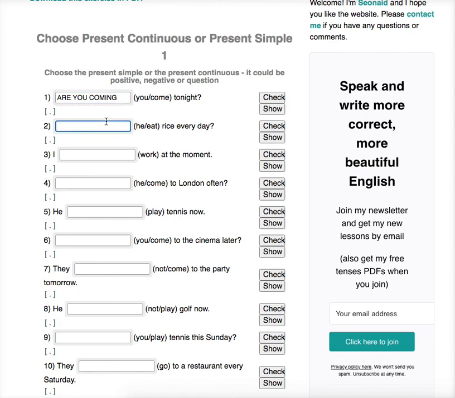Gaby, the next one, you have he, eat, in brackets, and you have rice every day. Look at this expression, every day. So, Gaby, is this simple or continuous? Simple. Very good, because this is a daily routine. How can you do it? He eats rice every day. Are you sure? Look at this. This is a question. He eats rice every day. This is a question.